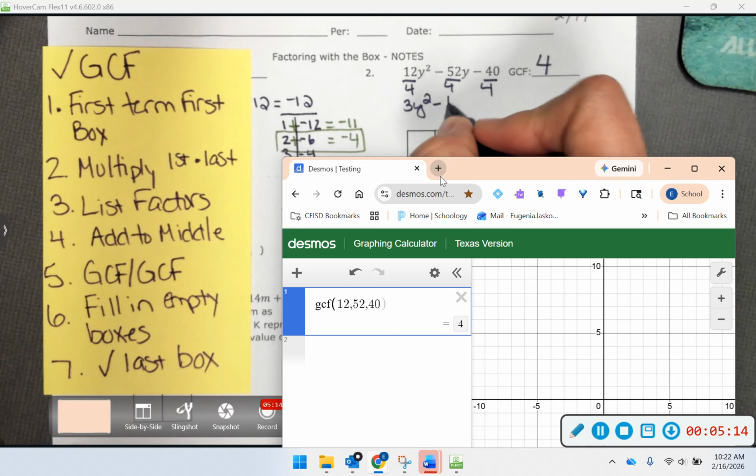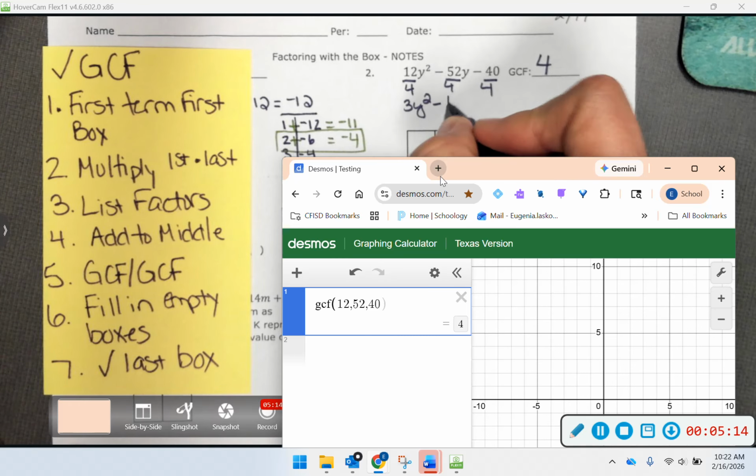All right, so again, we're going to follow the steps. We did the GCF. I factored it out. Now I'm going to put the first term in the first box. And then I'm going to multiply the first number times the last number. So my first number is now 3, and my last number is now negative 10. So 3 times negative 10 is negative 30. And I'm going to list all my factors of negative 30.